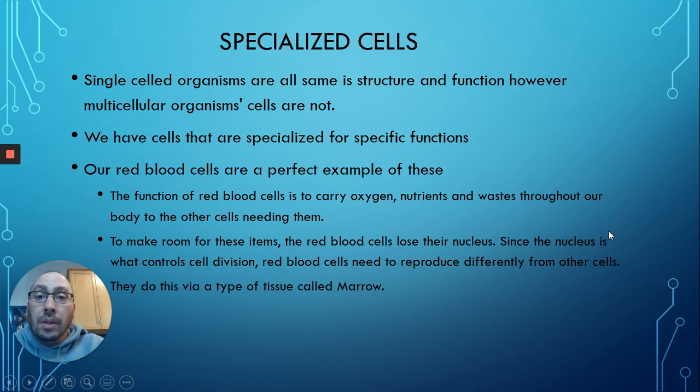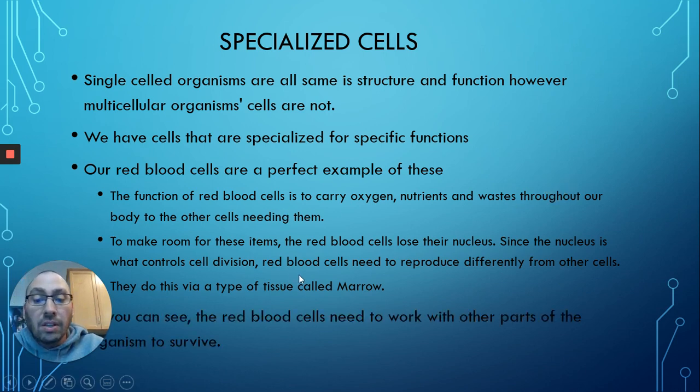Okay, that means the red blood cells cannot reproduce through the type of cell division that you saw in that Big Bang Theory video. So they have to be reproduced through a different type of tissue that's in the body called marrow. And you may have heard of bone marrow and may have heard of some diseases such as leukemia that affect the production of blood cells. Okay, so you can see that the red blood cells need to work with other parts of the organism in order to survive. The red blood cells are not on their own. They're working with other things or other parts of the body in order to do their job.